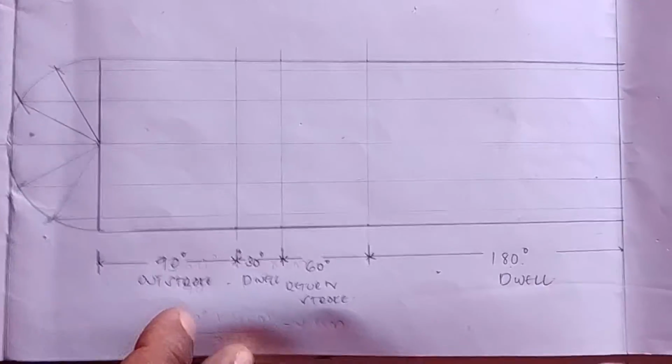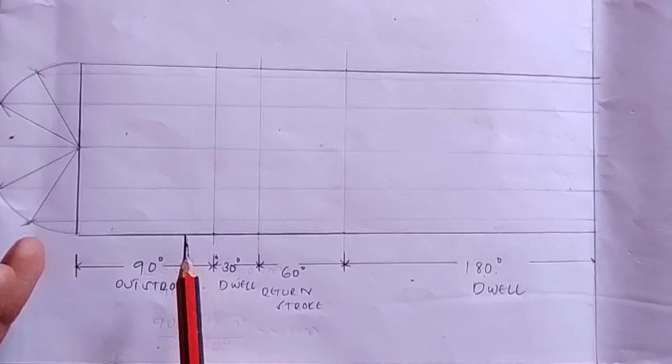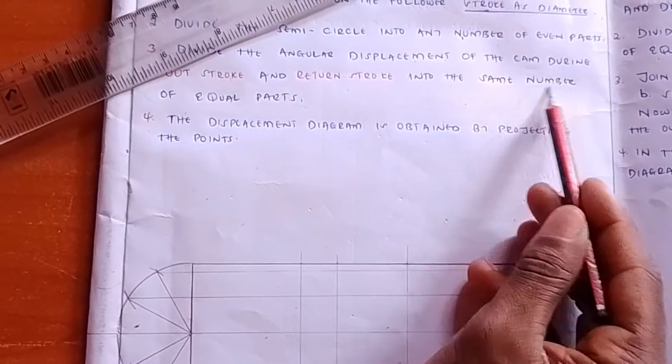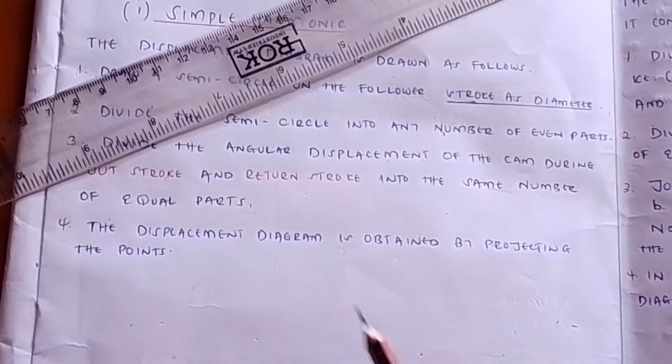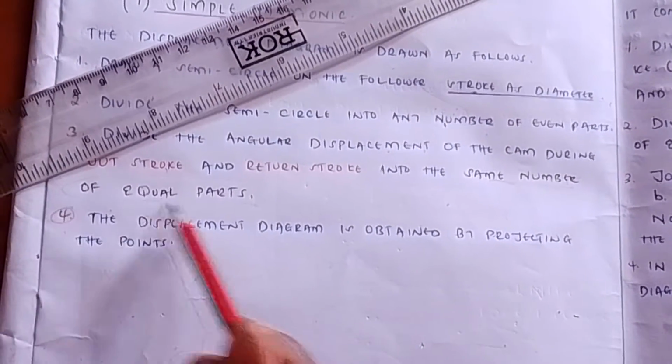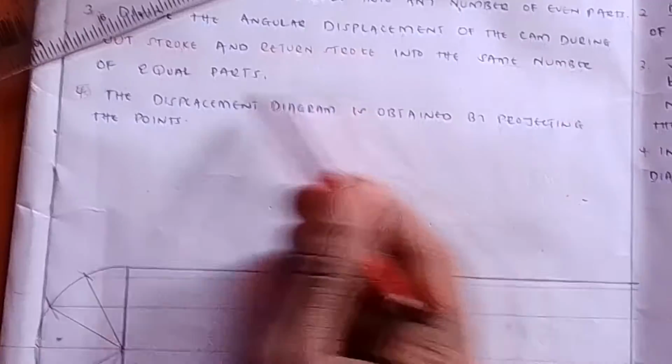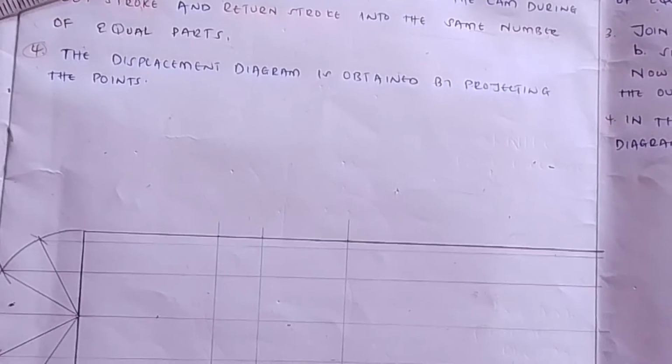Then we are told that we should divide this outstroke into the same number. Procedure number 3: divide it into equal parts. Before we go to procedure number 4, we have to do number 3, where we divide them into equal numbers. Dividing it is very simple.